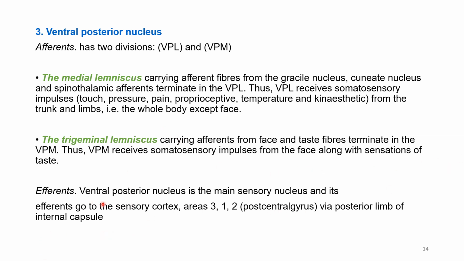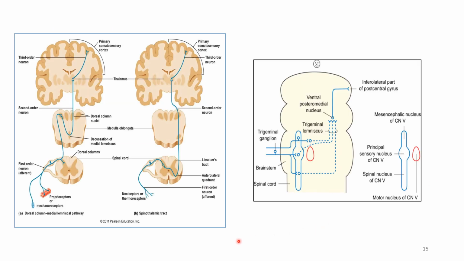These two ventroposterior nuclei are the main sensory nuclei. Here you can see the dorsal columns going to the thalamus, that is the VPL nucleus. That is the dorsal column medial lemniscus pathway. This is the spinothalamic tract, which is also going to the VPL nucleus. Here you can see the trigeminal lemniscus going to the VPM nucleus.